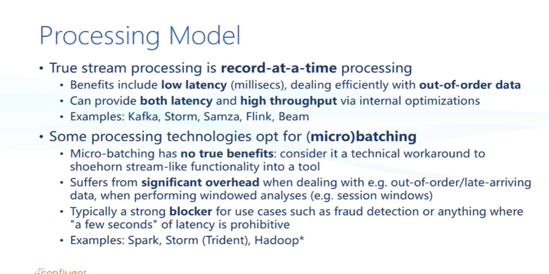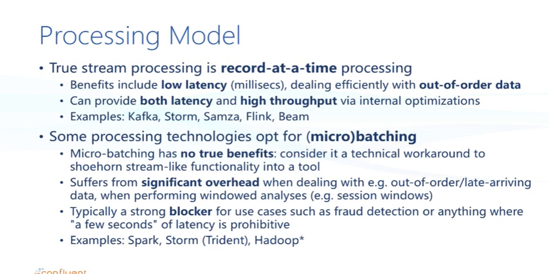And why do you not want to use micro-batching in the first place? Well, typically it suffers from significant overhead. For example, when dealing with out-of-order and late-arriving data, or when you're performing a node analysis. Because you don't just have to fix a single message that is arriving late. You actually need to fix and reprocess a bunch, like a batch of all these messages. And if that happens very often, which is the case in practice, there's a big performance hit.